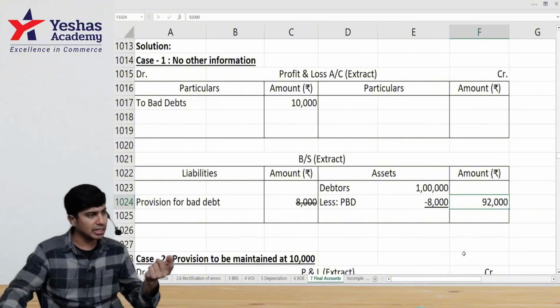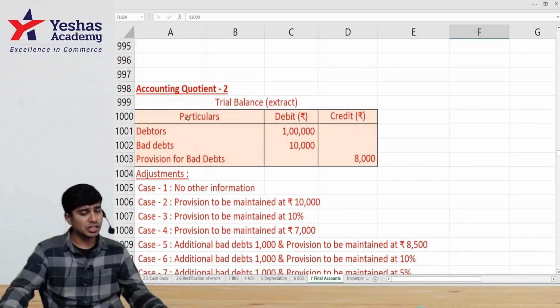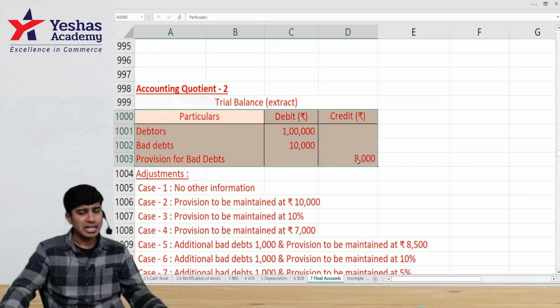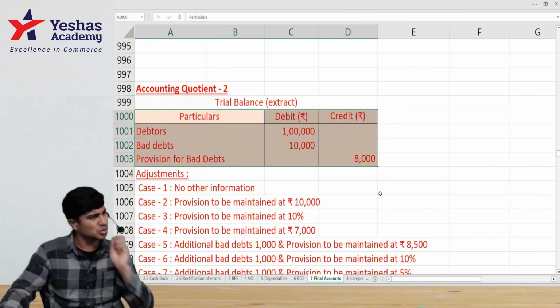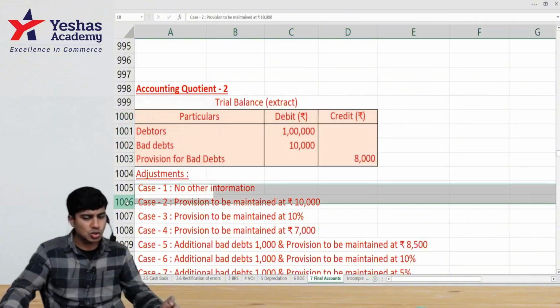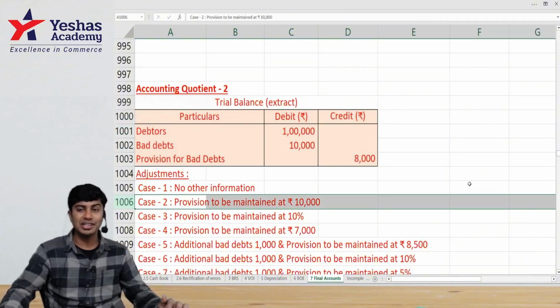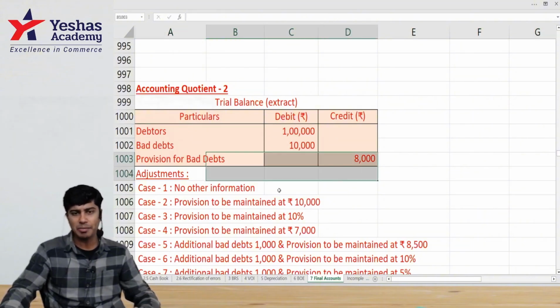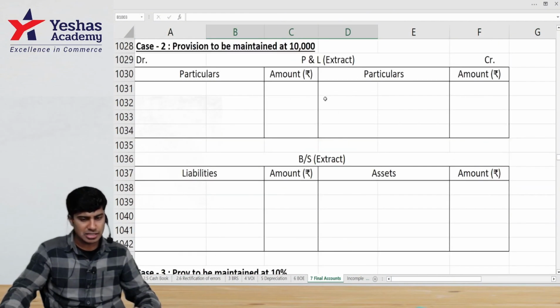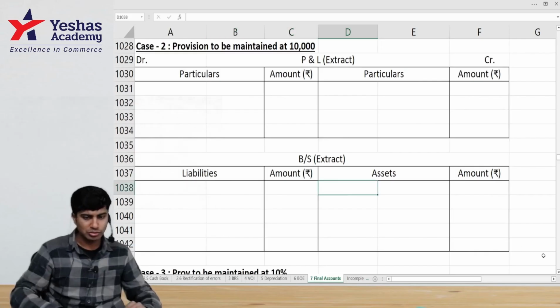Can we now proceed to the second case? Trial balance for the second case is also exactly the same. Debtors is 1 lakh, bad debt is 10,000, provision is 8,000, exactly the same. Case 2 mentions that provision is to be maintained at 10,000. We'll come to the adjustment later. Shall I first write debtors 1 lakh in balance sheet, bad debts 10,000 in P&L, provision 8,000 in balance sheet liability side? Yes, I would have to.